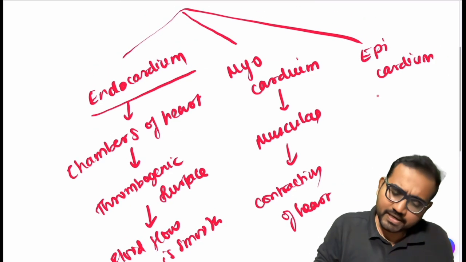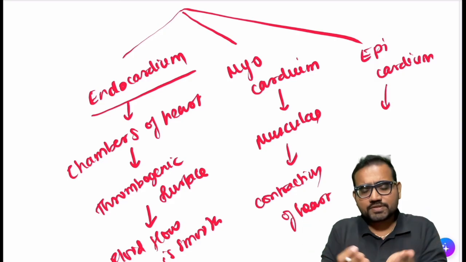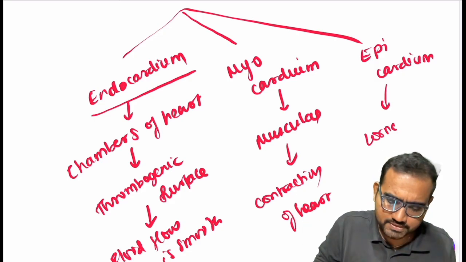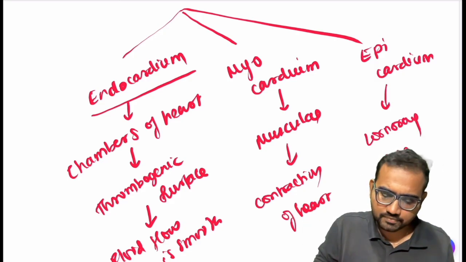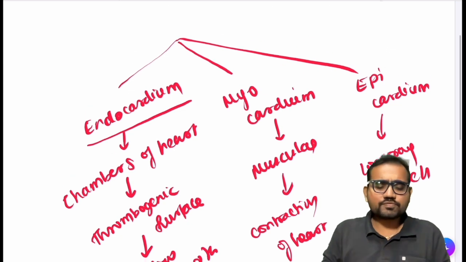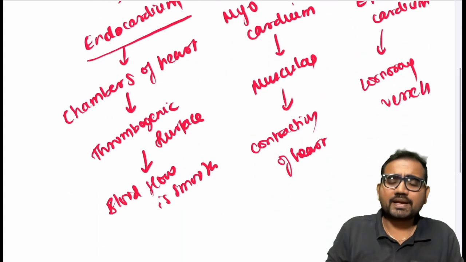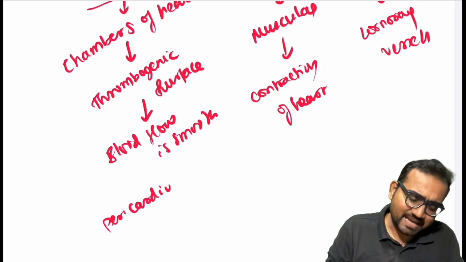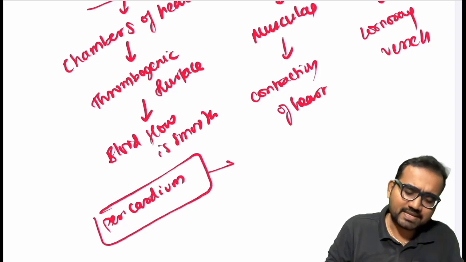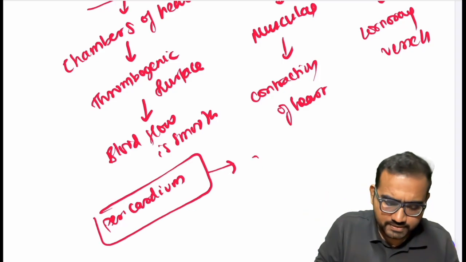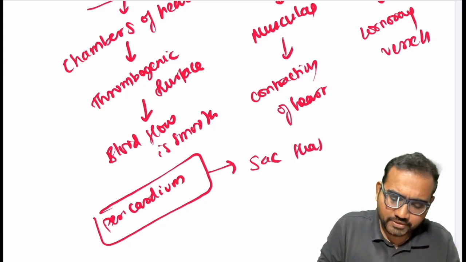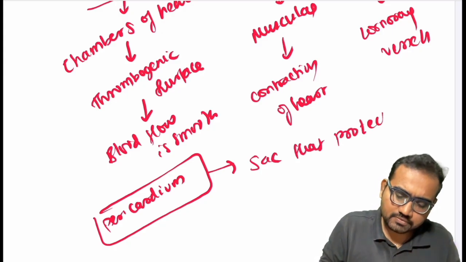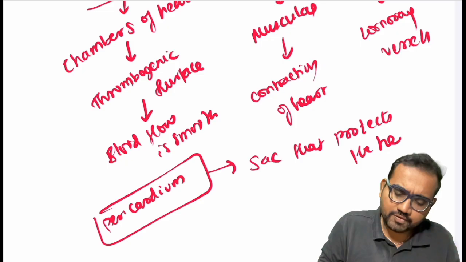Okay, epicardium is the one that lines the outer surface of the heart. It has coronary vessels. Okay, apart from this, we also have what is called the pericardium. So pericardium is basically a sac. Okay, pericardium is a sac that lines the heart. Okay, it is a sac that protects the heart. So these are all the very basics.